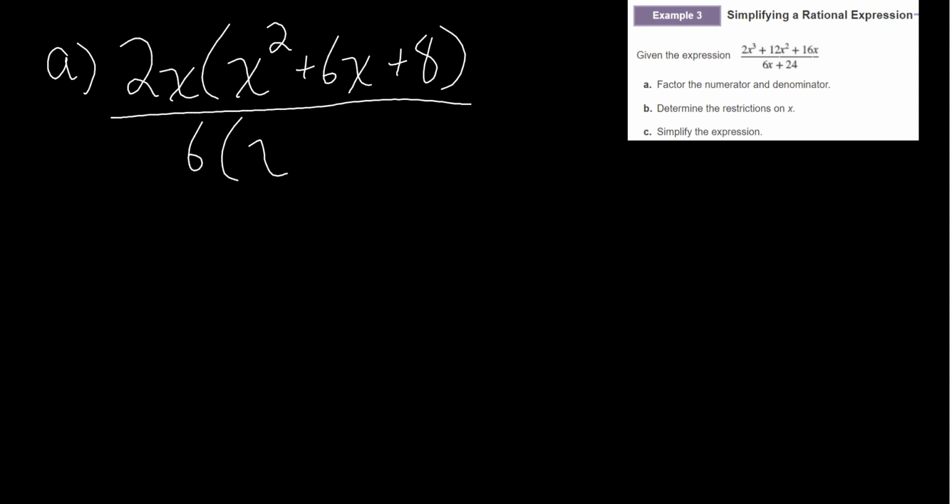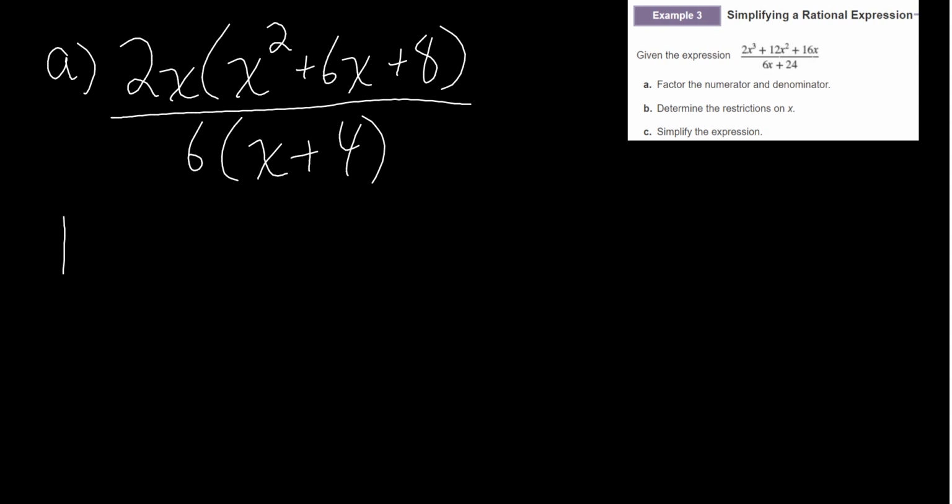So we're going to go ahead and try to factor out the numerator. So it looks like I can factor out a 2 and an x out of the numerator, right? So I can factor out a 2x out of the numerator, and what remains would be x squared plus 6x plus 8. And my denominator, looks like I can factor out a 6, so what remains would be an x plus 4. All right, and that is factoring the numerator and the denominator.